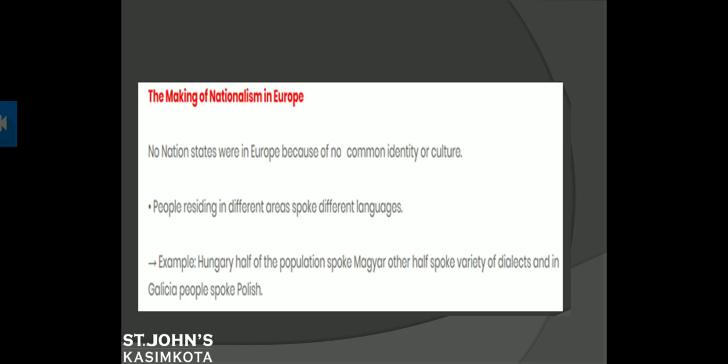Such differences did not easily promote a sense of political unity. The only tie binding these diverse groups together was a common allegiance to the emperor. So people had different conceptions and perceptions towards the king, and different languages also. Only the king was able to bind them together, but they were actually divided.